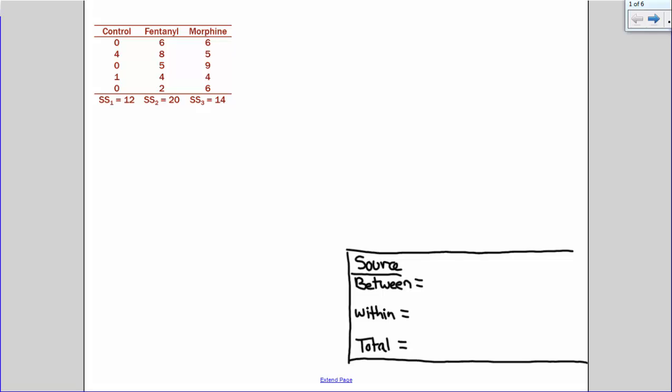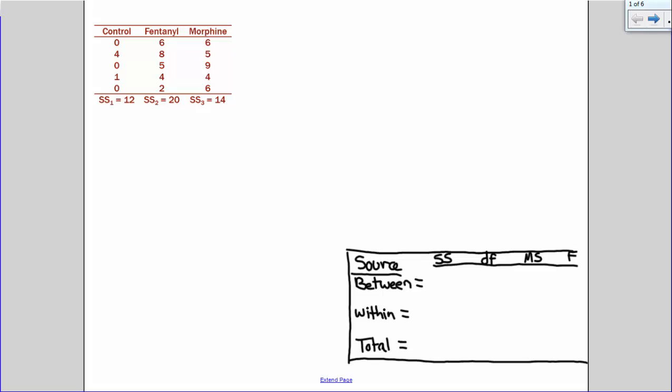Then we have our sum of squares, degrees of freedom, our variance, or our mean squares, and then we finish with the F statistic. All right, so as I find my values, I'm going to place them into this table. So remember, the first thing that we want to figure out is the sum of squares within and the sum of squares total, so we can take the difference to find the sum of squares between.